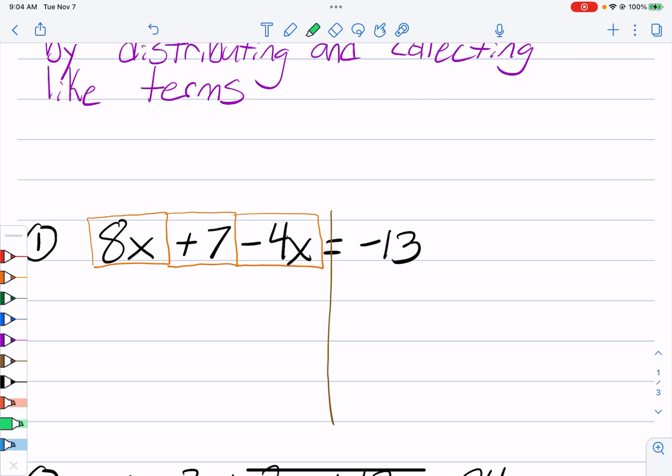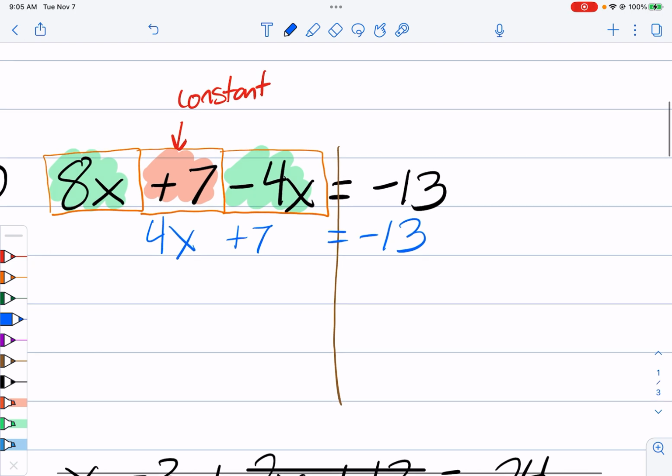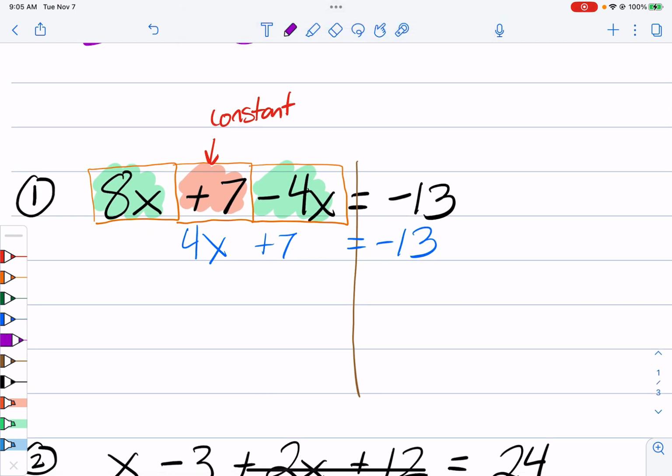Now we can collect like terms, which means they have to have the same variable or lack of a variable. So this 8x and this minus 4x both have x's, so we can combine them. So if I think of 8x minus 4x, what I'm thinking is, what is 8 minus 4? Well, that is 4x's. And this 7 is the only number by itself. It is called a constant. So it is the only constant. So I'm just going to write that as my plus 7 equals negative 13. And now my problem looks much more like the ones that we have been doing previously.